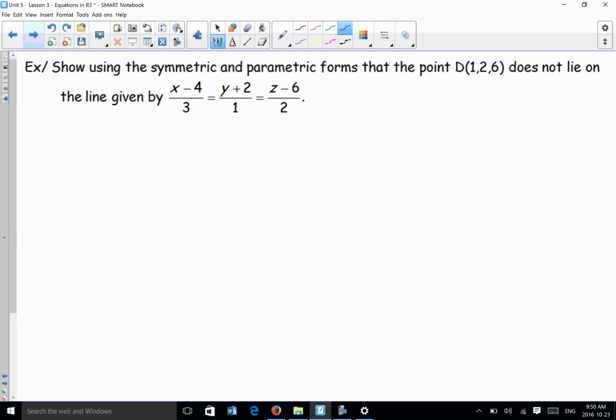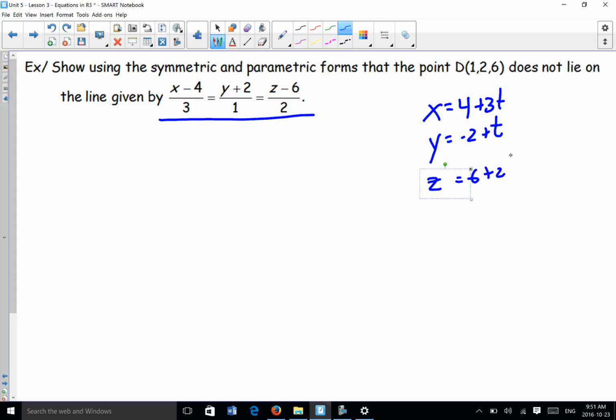Okay, now problem solving for us. Show using the symmetric and parametric forms that the point (1, 2, 6) does not lie on this line. This is our symmetric version right here, obviously. Our parametric version would be x equals 4 plus 3t, y equals negative 2 plus t, and z equals 6 plus 2t. And I'm going to show it with both.